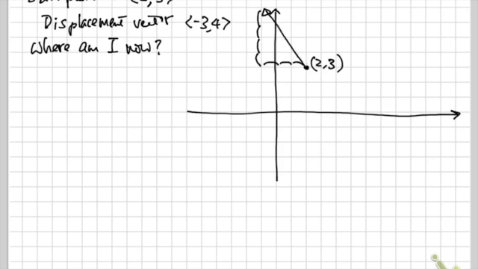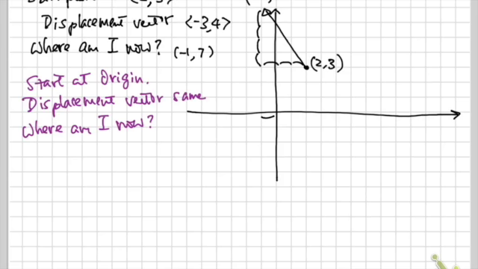So where do I end up? Well, it's going to be at -1 units in the x direction, and then it's going to be at 7 units in the y direction. So the answer in this case is -1, 7.